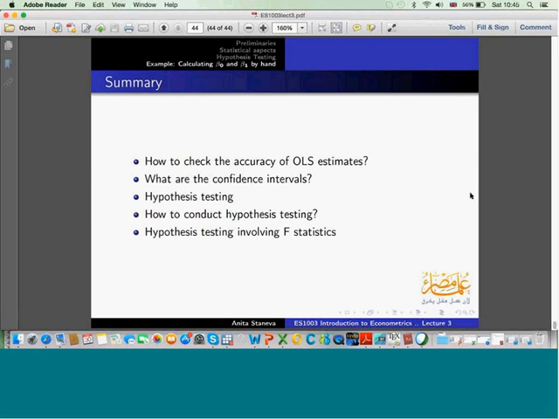So this is the lecture today, and overall we discussed how to check the accuracy of the estimate and what the confidence intervals are, how to test our hypothesis, and how to look at the p-value and the confidence intervals in order to interpret our betas.